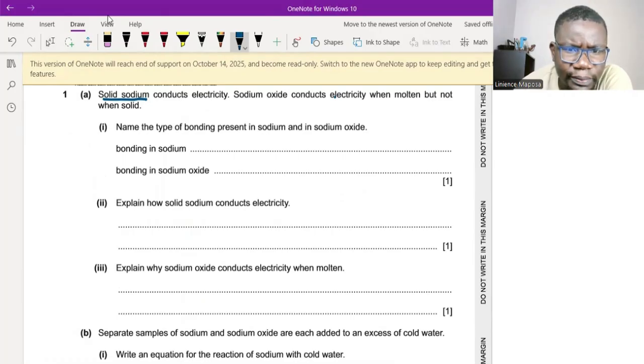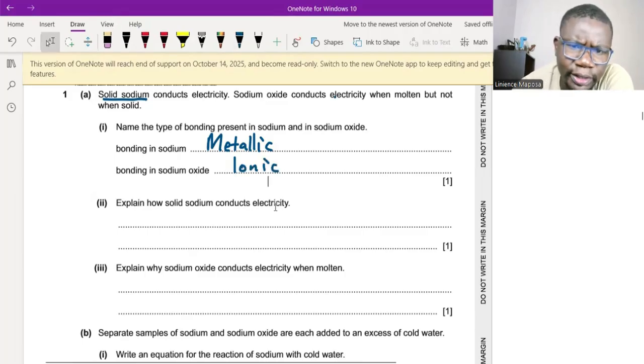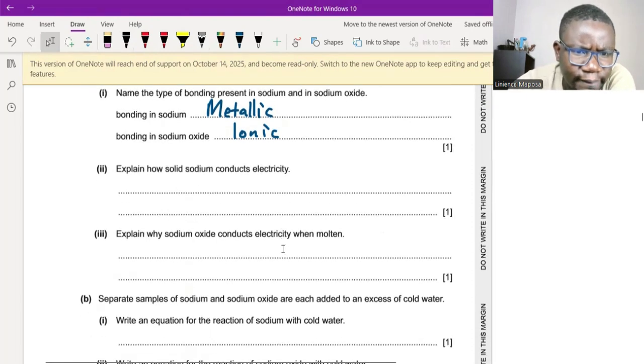Name the type of bonding present in sodium and in sodium oxide. So we've just said it. Bonding in sodium is metallic. The bonding in sodium oxide is ionic. Okay. You can say metallic bonding or ionic bonding, it doesn't matter. So I'll leave that one like that.